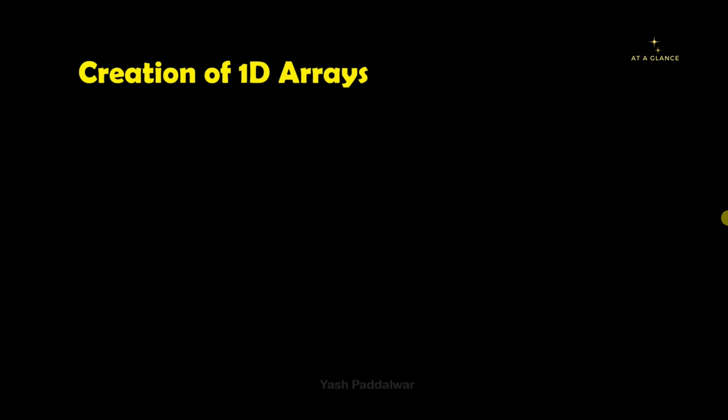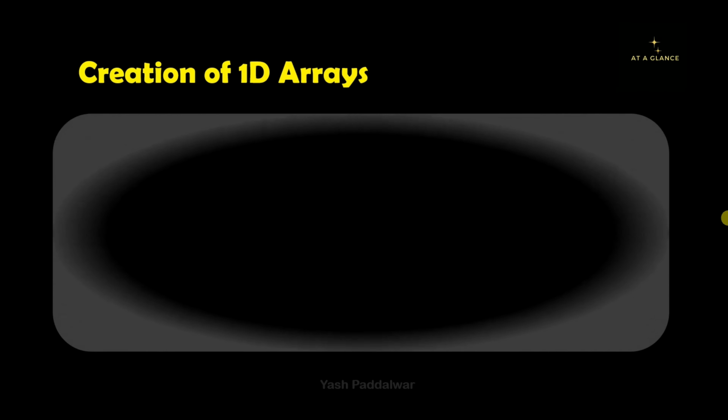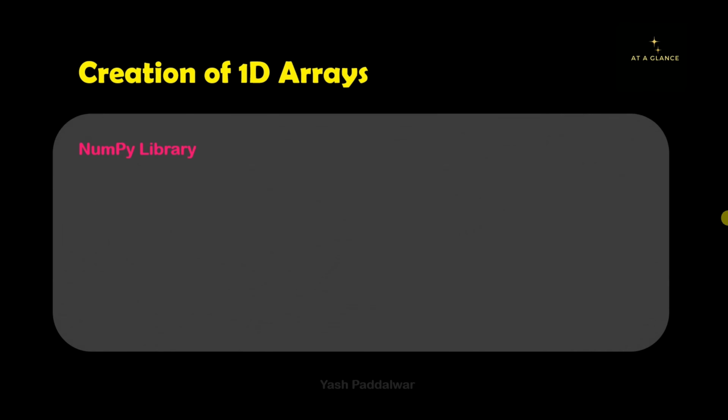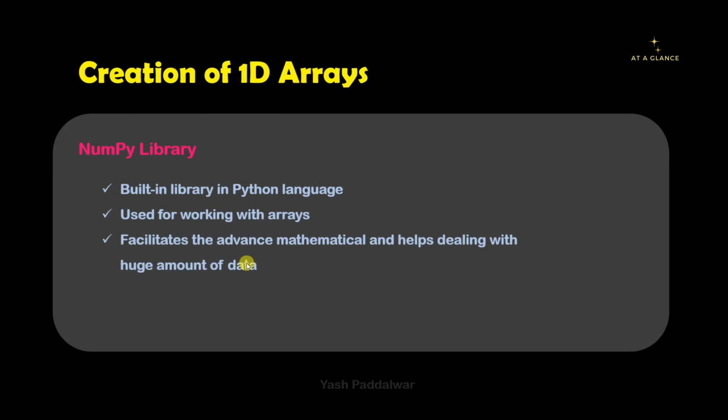Now let's move on and see another way to create arrays in the Python language. The other way is by using the NumPy library. The full form of NumPy is Numerical Python. This library is extremely famous for performing operations on arrays. Now what are the specialities of this library? It is a built-in package inside the Python language. It is used for working with arrays. You can perform complex multiple operations using this particular library.